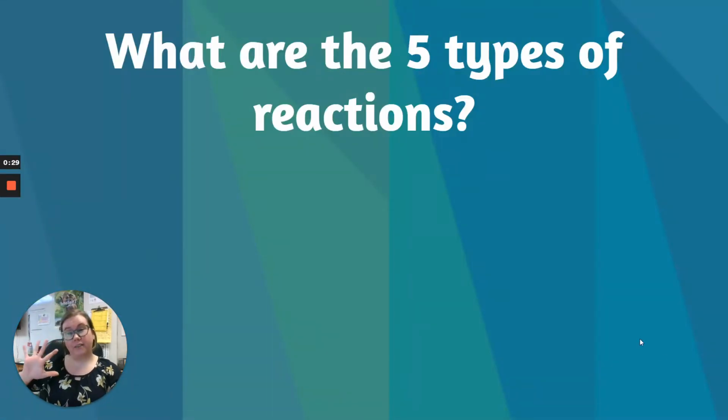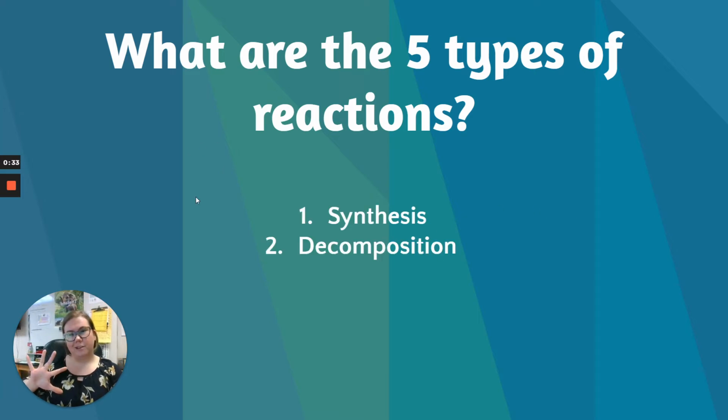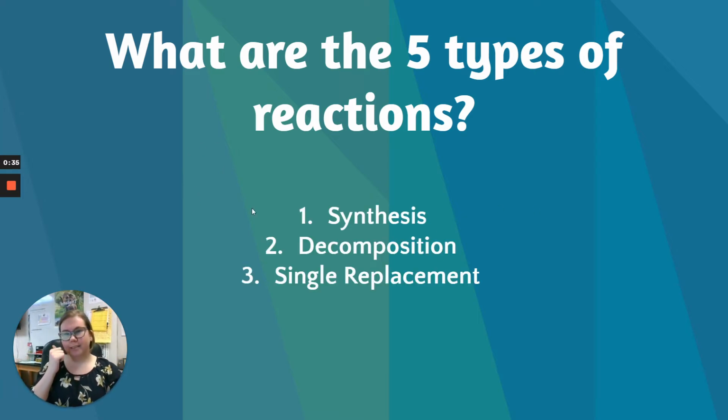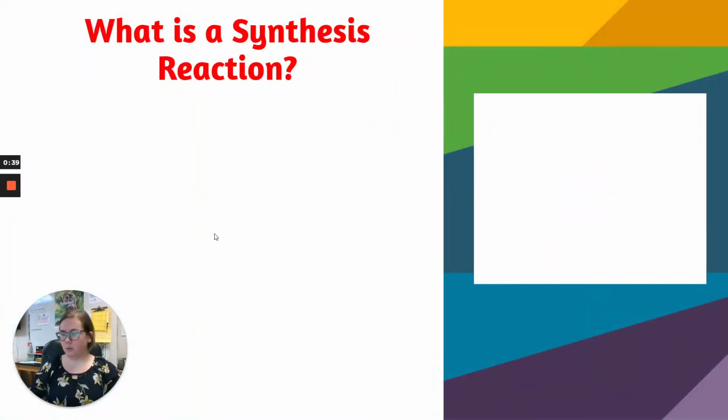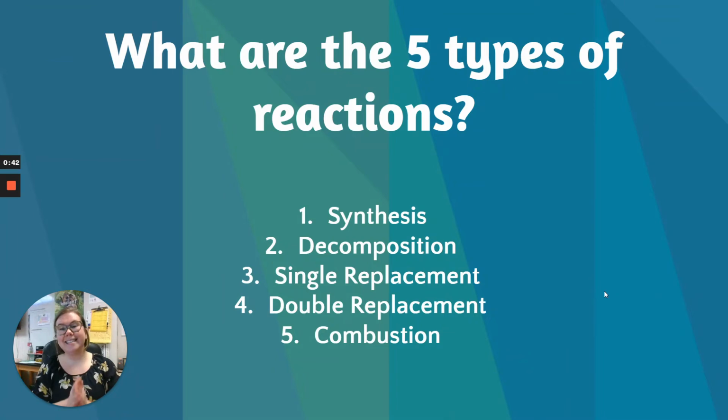So first of all, what are the 5 types? There are 5 different types. These should already be in your notes. So we have synthesis, decomposition, single replacement, double replacement, and combustion. Okay, so those are our 5 different types. In this first video, we're going to cover 3 of them, and we will cover the other 2 in the next video.